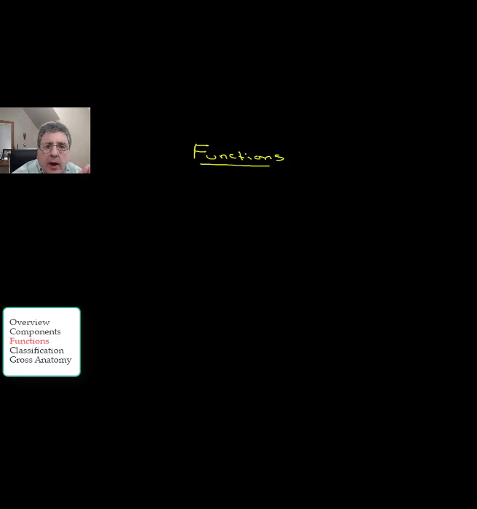Okay, so now let's look at what the basic functions of your skeletal system are. There are five or six different functions, and then you can break them down into subcategories. The different functions we'll look at: first, the skeletal system provides support. And with support, it provides a framework for the body, okay?